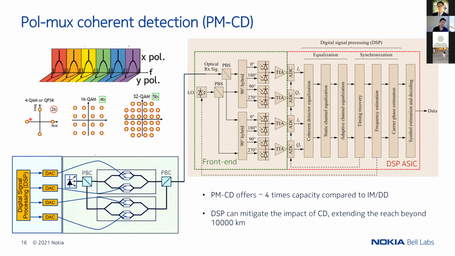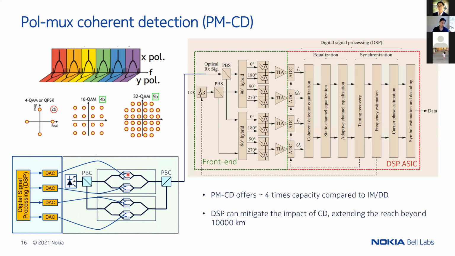So basically, in this system, we modulate the phase and amplitude of the lightwave, where you can see that we have the quantum constellation here. So basically, we can modulate the phase and the amplitude simultaneously. And also, the lightwave supports two orthogonal polarizations, and we can use them to modulate the light simultaneously too. So you can see that we can build a modulator like that.